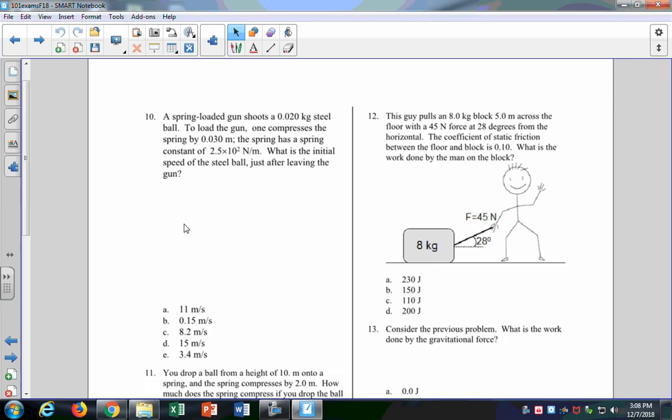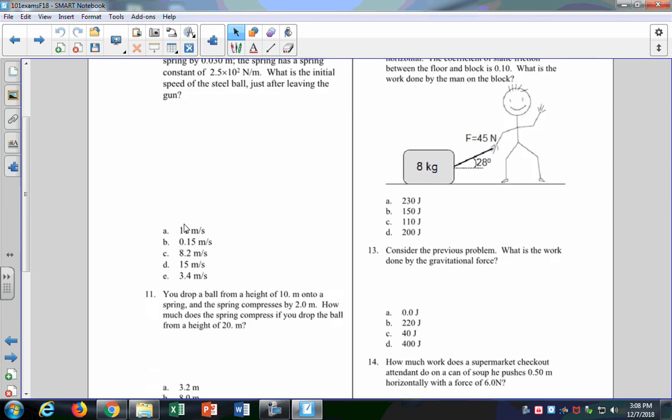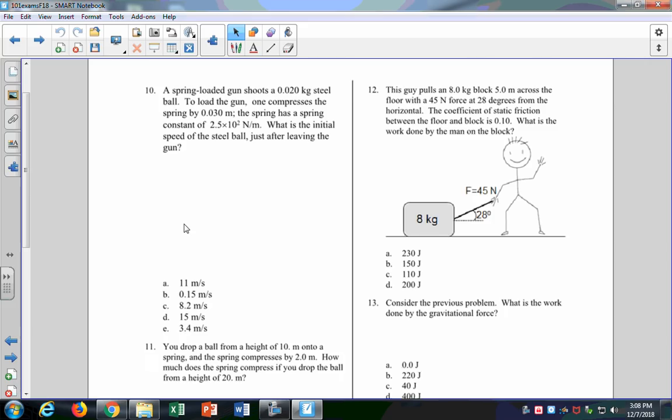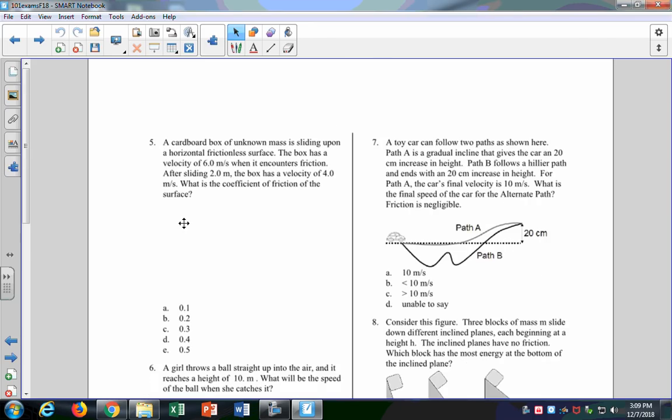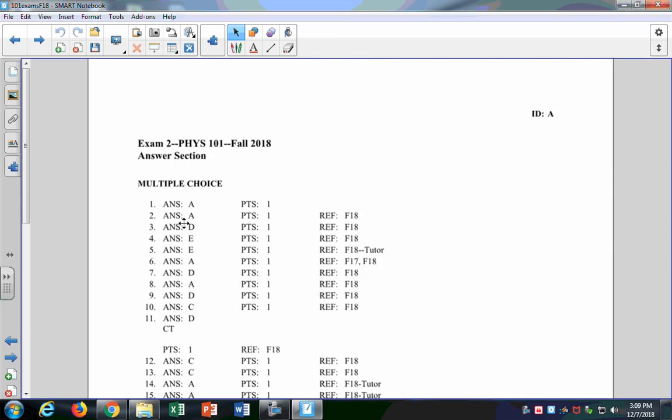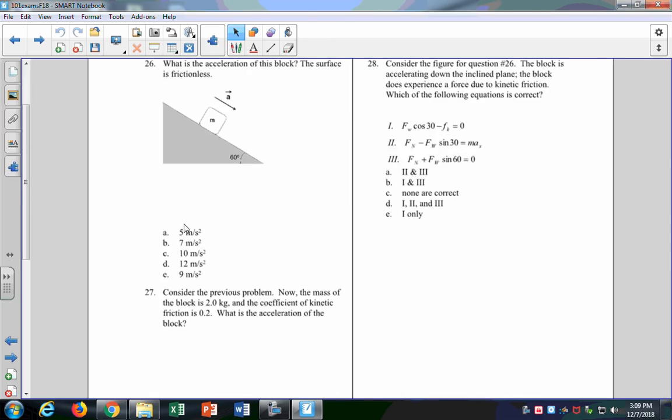All right, so what is the work done by the man on the block? Actually, no. No, this one wasn't. No, you didn't have to know the normal force for this one at all, because all you were finding is the work, which is just 45 times cosine of 28 times the distance that it travels. But if you wanted to know the normal force, there was another problem. What was that? Oh, that's exam 3. You said exam 2, right? Yeah.